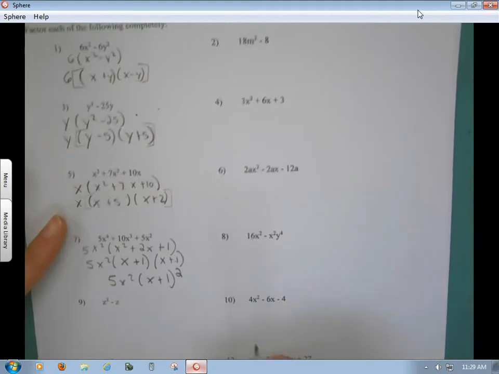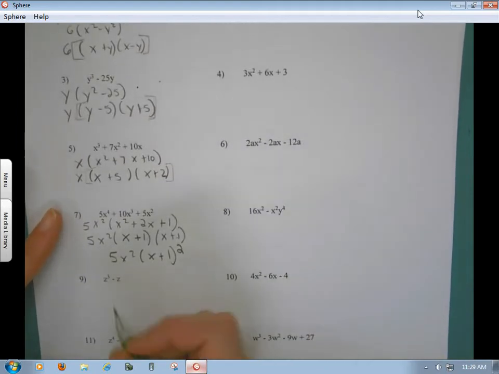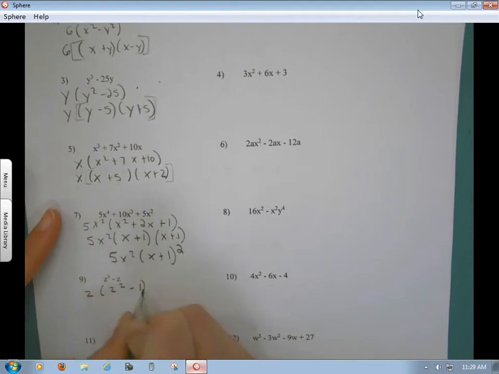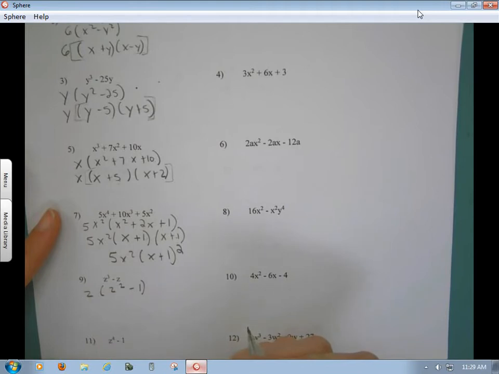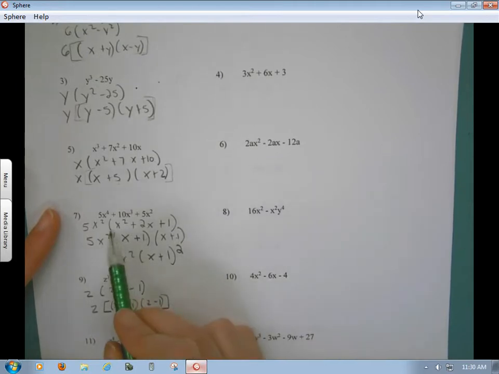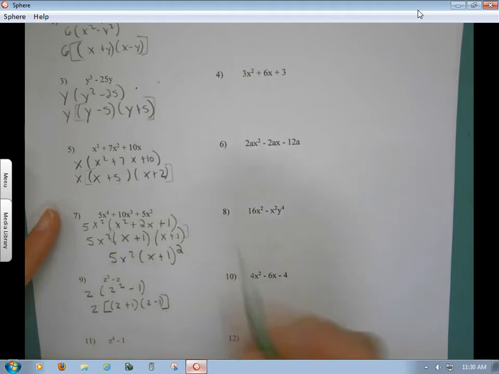Okay, let's try the next one. We have something in common. GCF, pull it out, you get z squared minus 1. That is the difference of two squares. So you can factor it into z plus 1, z minus 1. And again, maybe the brackets help some of you. Not sure if they do or don't.